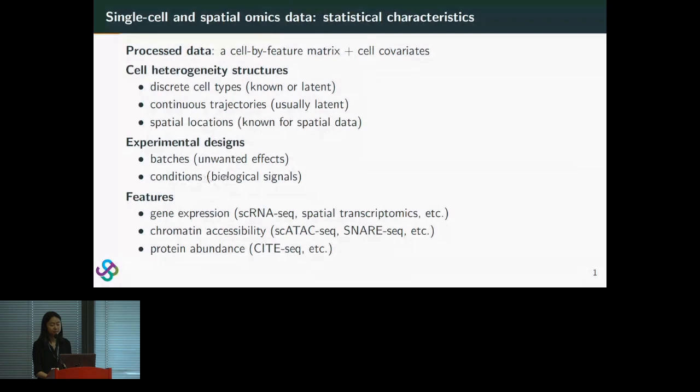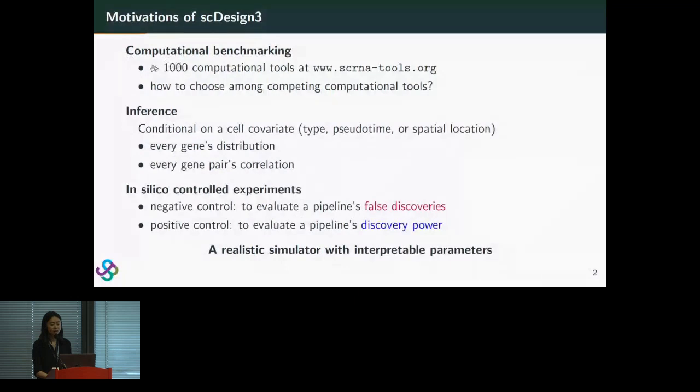I should say three purposes now. The first one is, of course, computational benchmarking. There are a lot of computational tools for single-cell RNA-seq data, and for users, how to choose those tools is challenging. And also for method developers, how to do benchmarking is challenging as well.